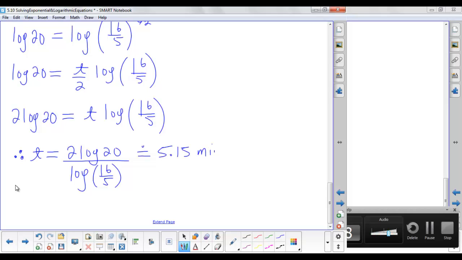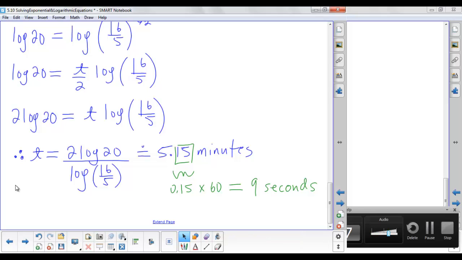5.15. And in this case, the time units are in minutes. So it's going to take me, Mr. Wilden, a total of 5.15 minutes, or if I wanted to convert that into seconds, I could reduce the 0.15 minutes into seconds. So if I did 0.15 times 60, what we end up getting is that it would take approximately 5 minutes and 9 seconds for the water to boil.